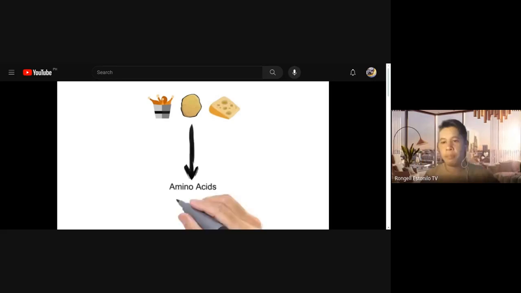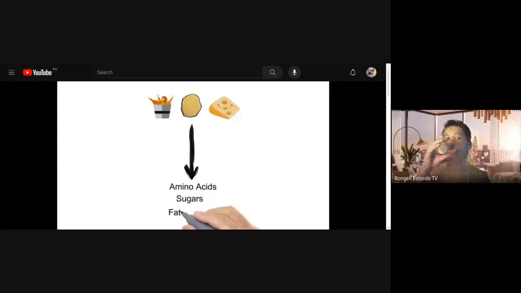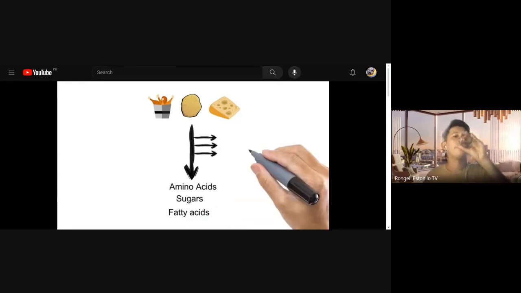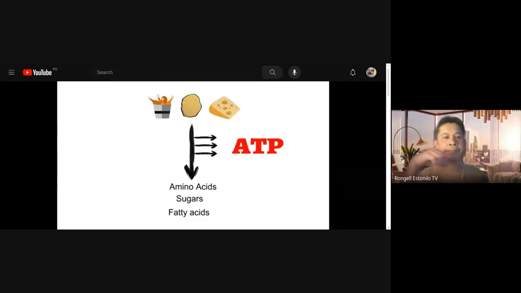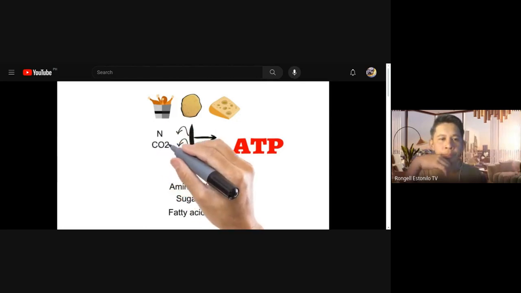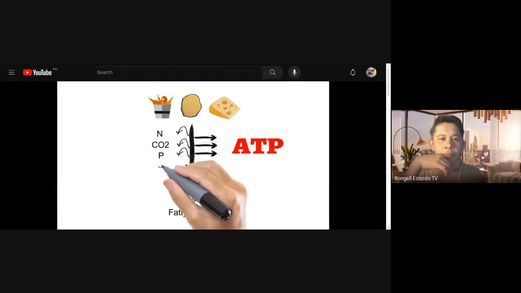Proteins are converted into amino acids. Complex carbohydrates like starch are converted into simpler sugars, and lipids are converted into fatty acids. Now during this process, energy is released in the form of ATP. Other energy rich molecules like NADH2 or FADH2 are also formed and can be used for different purposes. Some waste material like nitrogen compounds, CO2, phosphates and sulfates are also produced during this process.